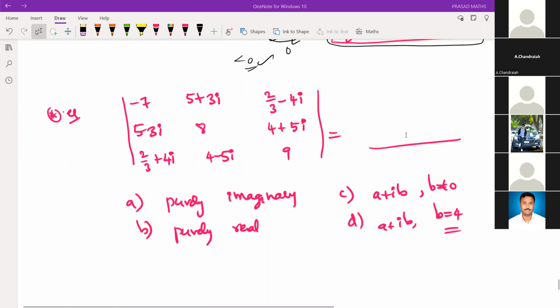Majorities are saying option B. It looks like conjugates are visible, sir. 5 + 3i, conjugate 5 - 3i; 2/3 - 4i. Yeah sir, that is the trick behind the problem.